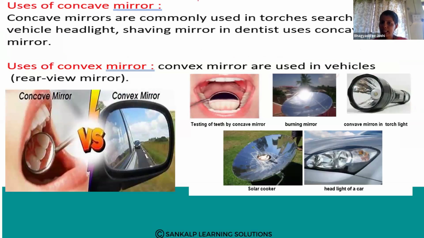Here you can see clearly the uses of concave and convex mirror. Concave mirrors are commonly used in torches, searchlights, vehicle headlights and shaving mirrors. Dentists use concave mirrors. Uses of convex mirror. So where are convex mirrors used? So convex mirrors are used in vehicles, that means the rear view mirror.